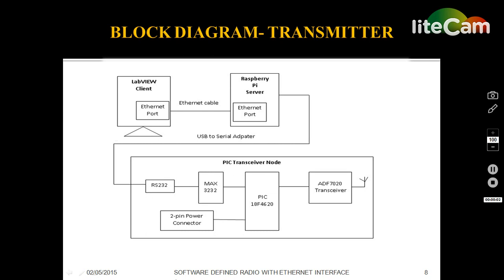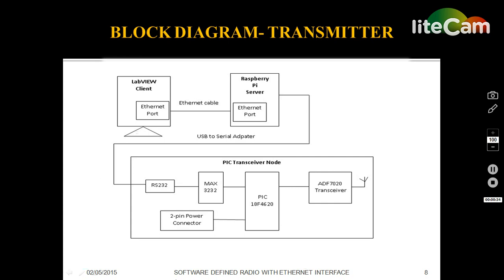Next is block diagram for transmitter section. We have three blocks here: LabVIEW client, Raspberry Pi server, PIC transceiver node. LabVIEW client has a GUI to set the parameters for the transmitter section, and the Ethernet port of the LabVIEW client is connected to the Raspberry Pi server using Ethernet cable. Raspberry Pi server board has a serial communication with the PIC transceiver node. It is realized using a USB to serial adapter.